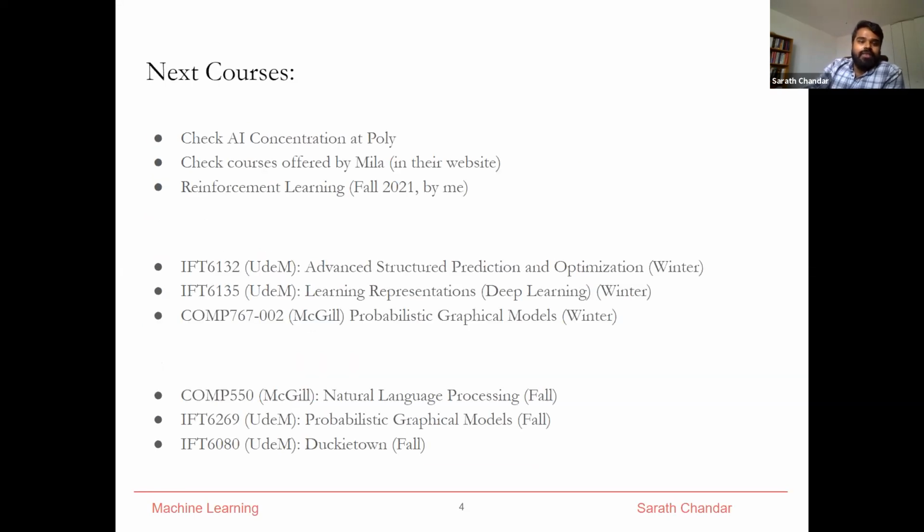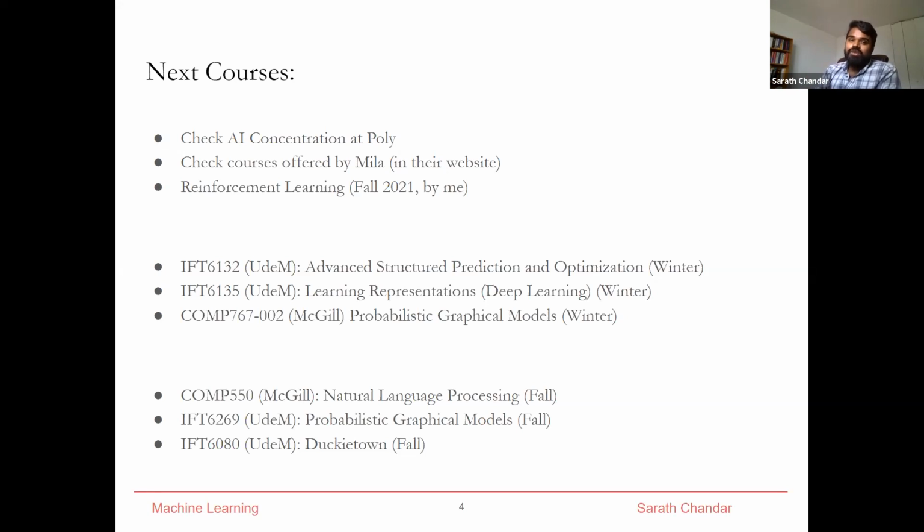Okay. Next, courses, as someone asked. I'm using this slide only to talk about courses which are outside Poly, simply because you already have access to courses inside Poly. I would recommend you check the AA concentration at Poly for undergrads, which lists all the AA courses, and you also have access to the courses happening at the GAGL department. For example, Chris is teaching a follow-up course in winter. I'm not sure if the course is offered this winter, but you can check.